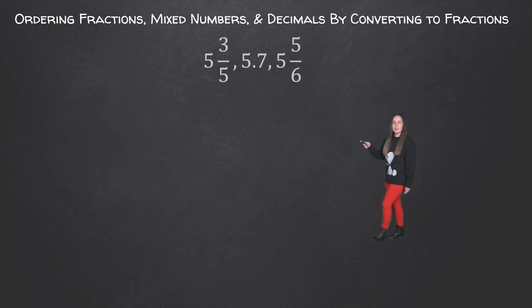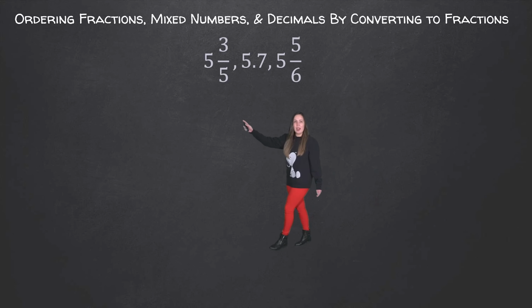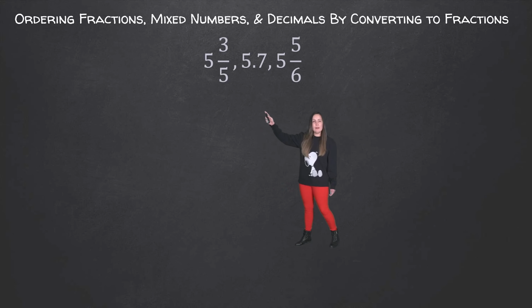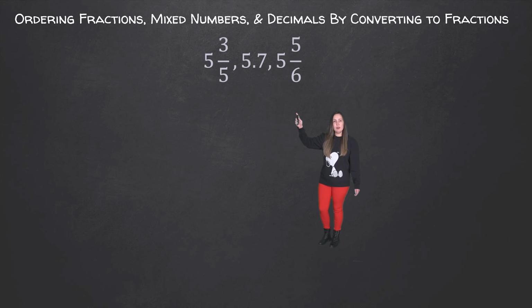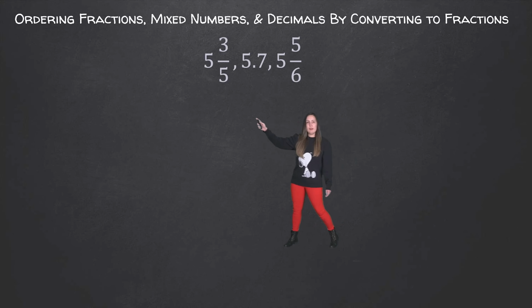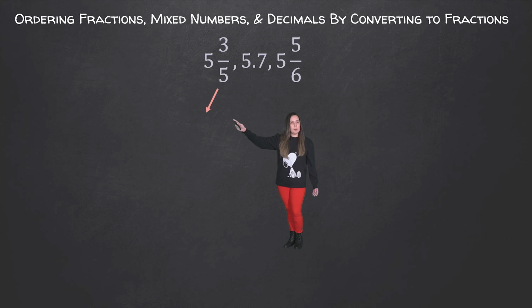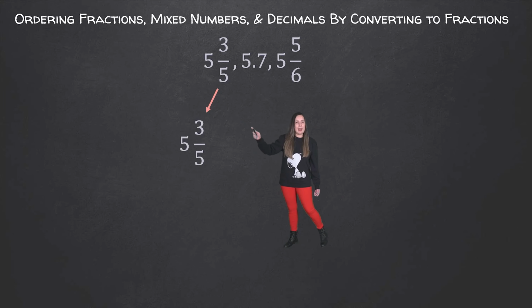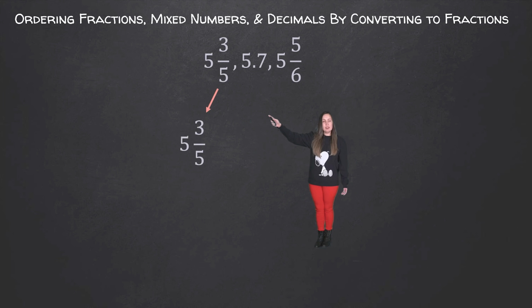So here we have another example. We have 5 and 3 over 5, we have 5 and 7 tenths, and we have 5 and 5 over 6. Now, 5 and 3 over 5 is a mixed number, so we're just going to write that. And then we have 5 and 7 tenths.